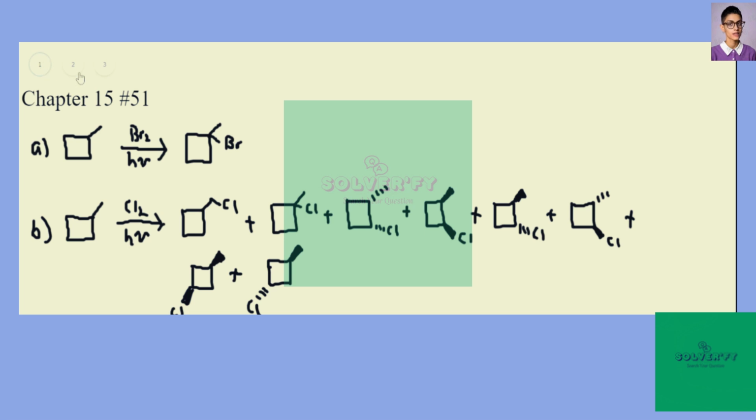And that's the way to approach this problem. We just need to remember that bromine is only going to react at the most reactive hydrogen, whereas chlorine will react everywhere that it is possible for it to react. And that's the answer to chapter 15, problem number 51.